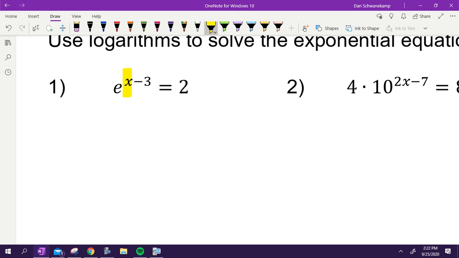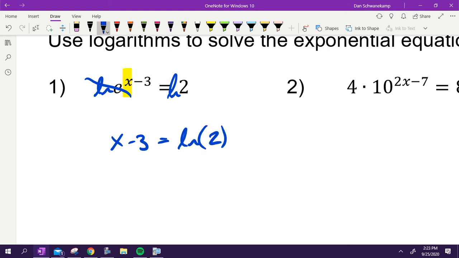What do I need to get rid of first in order to get x by itself? The e. I can't get rid of the 3 because it's in my exponent. I have to bring the exponent down before I do anything else. So to get rid of e, what is the inverse of e? Natural log. So we're going to take the natural log of both sides. Natural log and e are going to cancel. So it's x minus 3 is equal to the natural log of 2.